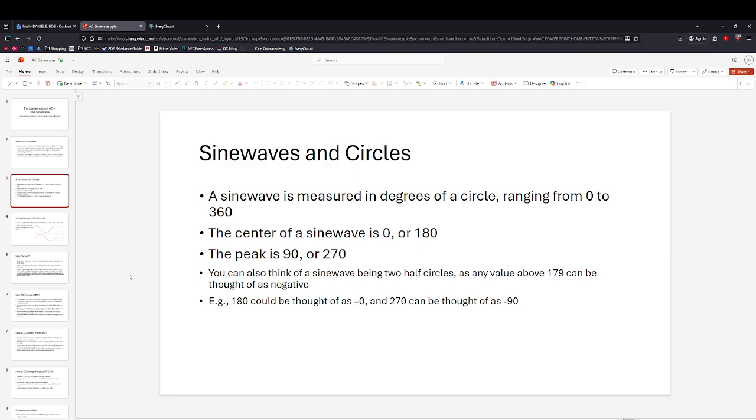The way that I like to think about it is a sine wave is two half circles. You can think of a sine wave being two half circles, as any value above 179 can be thought of as negative. As I wrote down here, 0 and 180 are at the same point in terms of their amplitude or strength. And technically, the same thing goes for 270 and 90. They have the same strength behind them. It's just that they're both going in different directions. Whereas 0 goes to 1, 180 goes to 181, which can be thought of as negative 1.